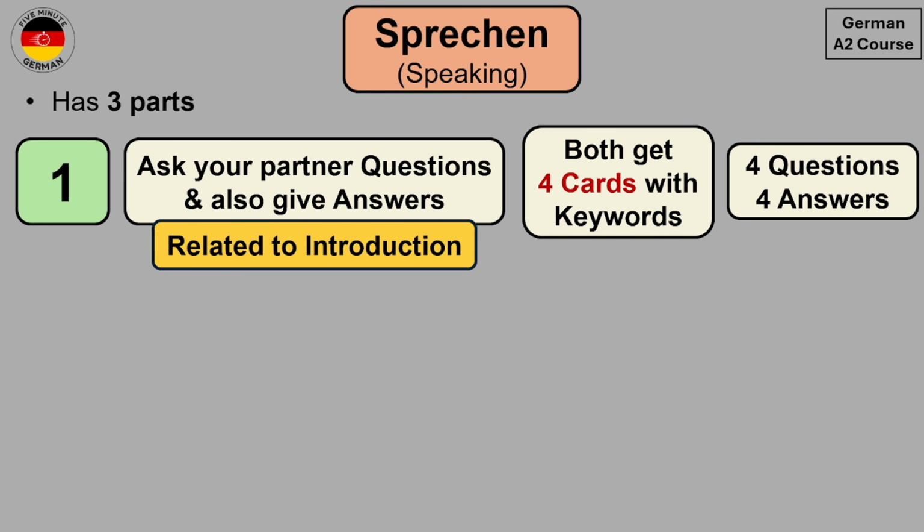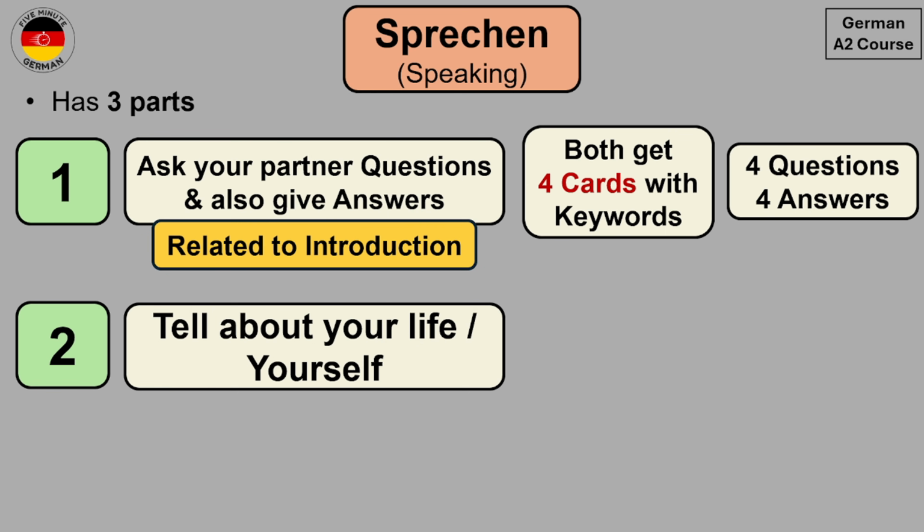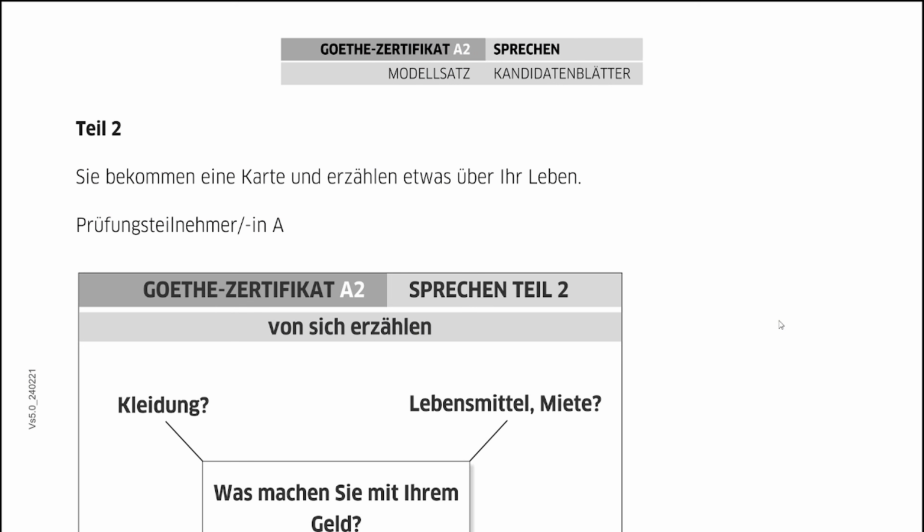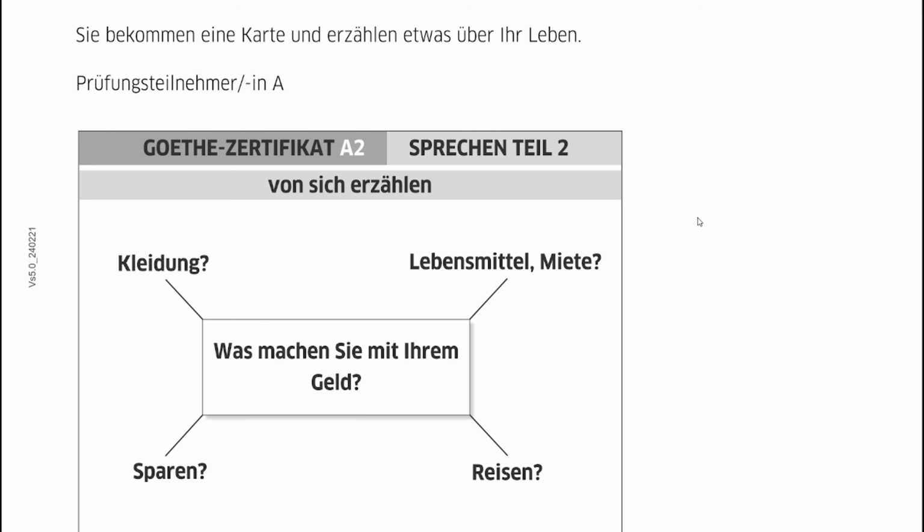Then in the second part, you will have to tell a little bit about your life or yourself, and for this you will get a question with some keywords, and you have to make some sentences related to this question and the keywords that are given to you. So let's take a look at how this part looks like. So here we are on Teil 2, and it is written that you will get a card and you will have to tell something about your life. So here is an example.